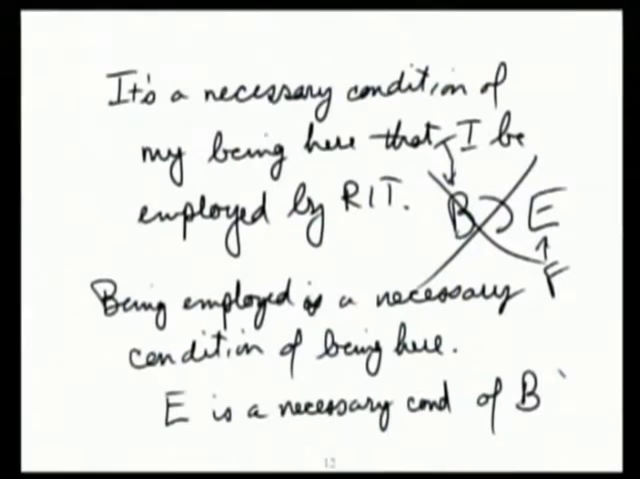So whenever you see something is the necessary condition for something else, the necessary condition is going to go in the consequent space on the right side of the horseshoe. Whereas sufficient conditions mean it's enough. So if I'm here, that's enough to let you know that I'm employed by RIT. That's what the sentence is saying. That's why the word sufficient is used there. So sufficient conditions go on the left. I guess you could schematize it by saying sufficient implies necessary.